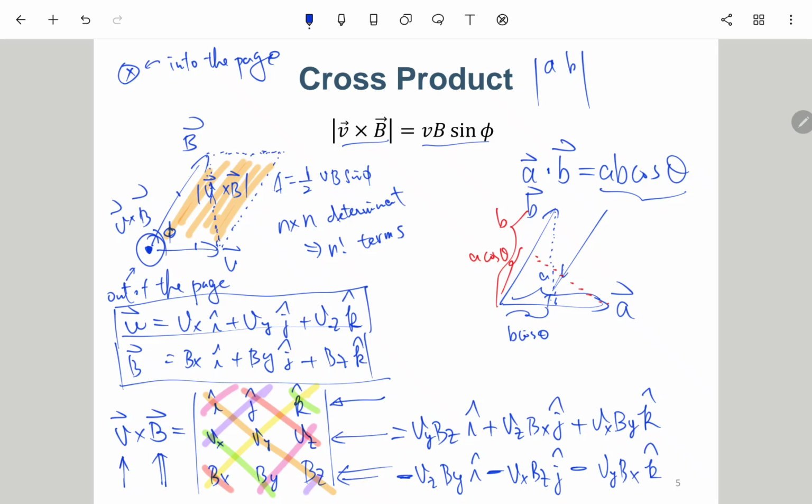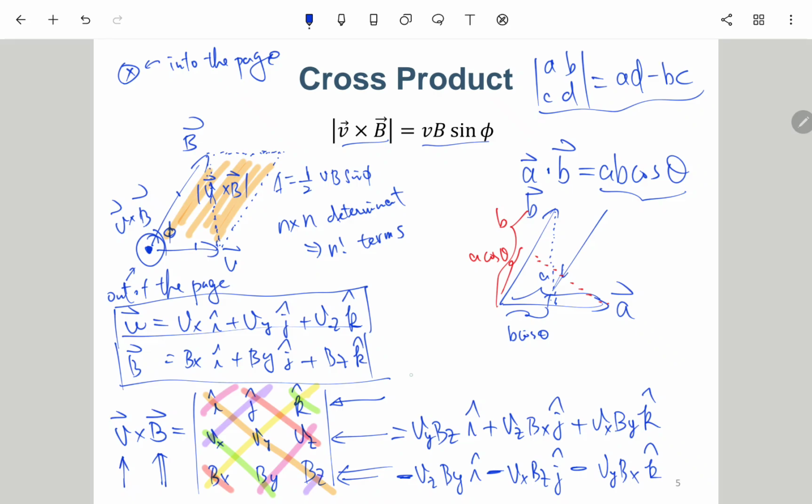Suppose we have a, b, c, d like this. The determinant of a 2 times 2 matrix will simply be ad minus bc. So this is a 2 times 2 case. 2 factorial is 2. So this is 2 times 2, this is 3 times 3.